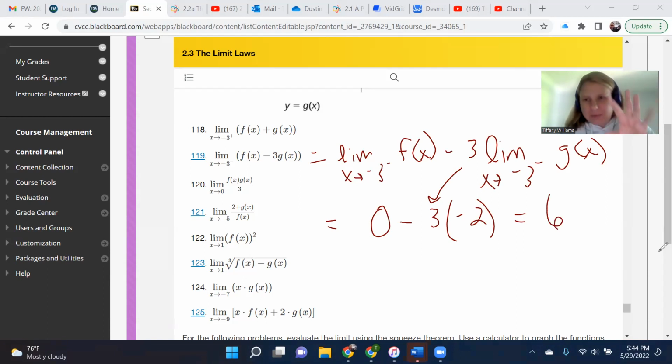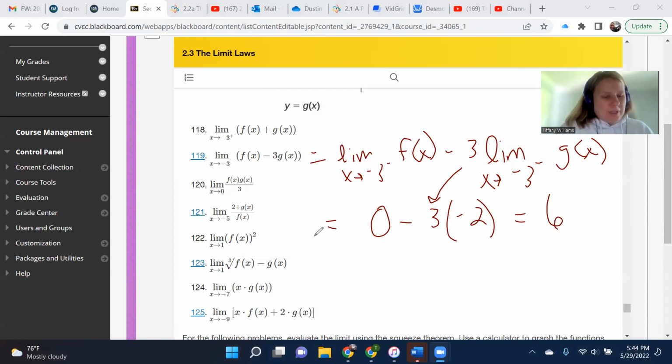So guys, they can ask a bunch of different questions with this. If you'll notice these next couple of examples, they do a bunch of different things with it. It's the same thing. You just have to figure out what your limit is and make sure that you're using the right graph, right? If it's f of x, use the top graph. If they're talking about g of x, use the bottom graph.